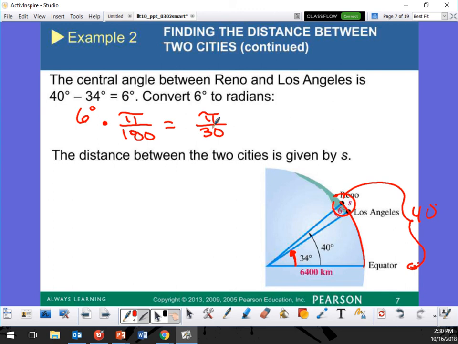Okay, so my angle, my theta in this case is going to be pi over 30. What is the radius? 6,400 kilometers. So all these times that we're doing this, the radius is always going to be 6,400. So let's do S equals 6,400 times pi over 30.